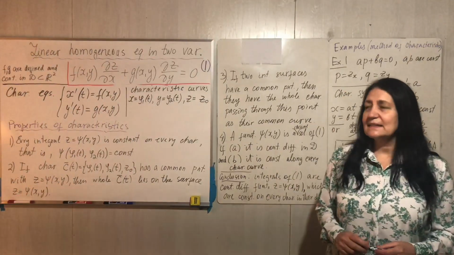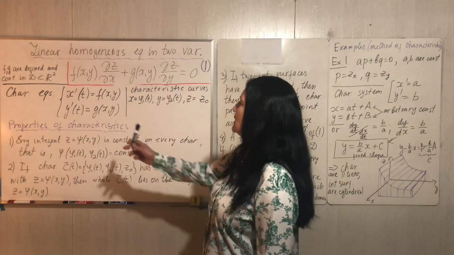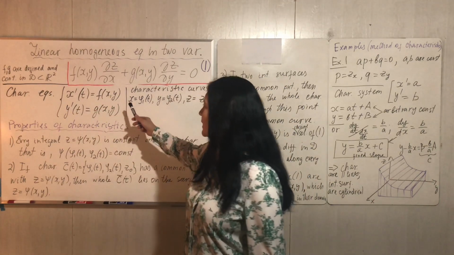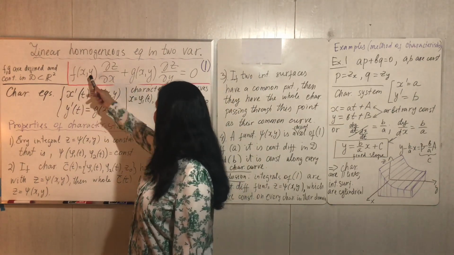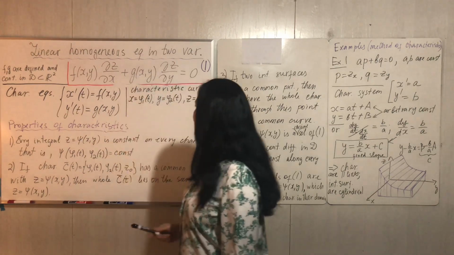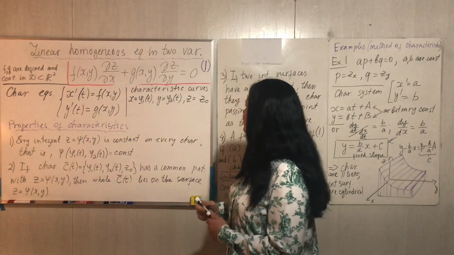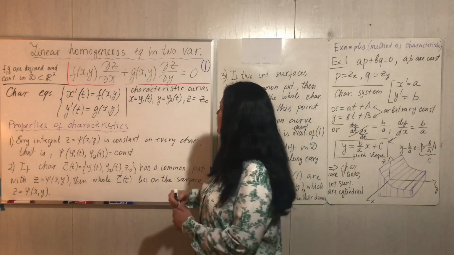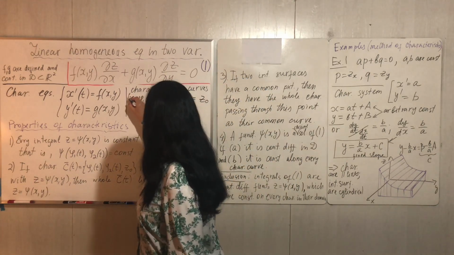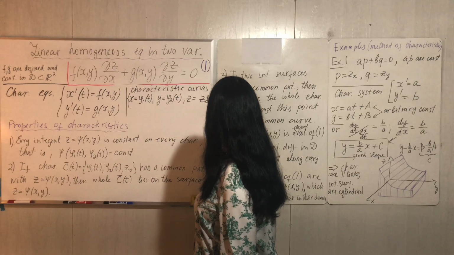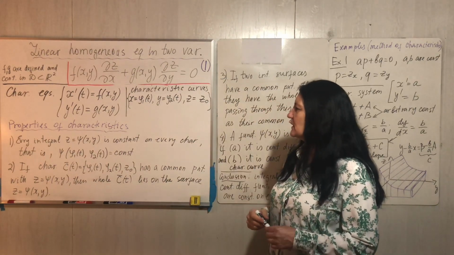Okay, before considering examples, let's just summarize what we said. So these are characteristic equations, x prime equals f, y prime equals g. Characteristic curves are parameterized curves with parameter t: x is phi1 of t, y is phi2 of t, and z is a constant.